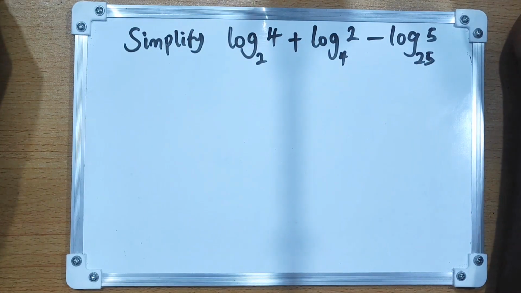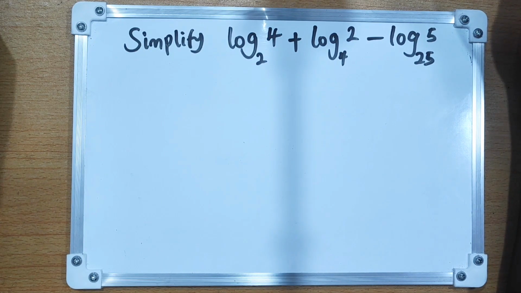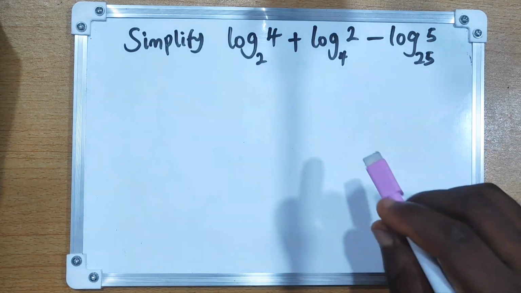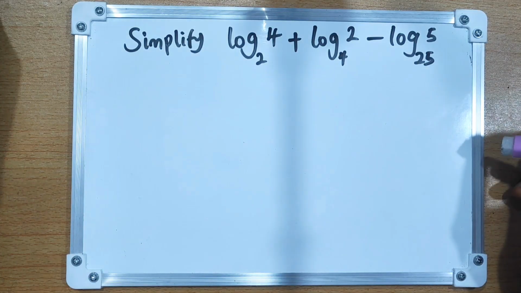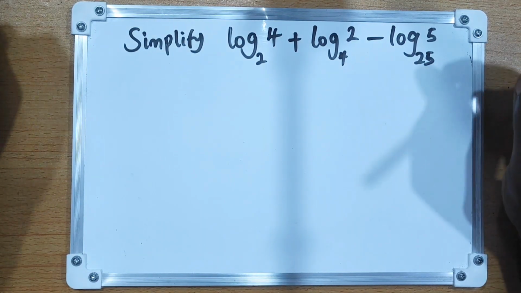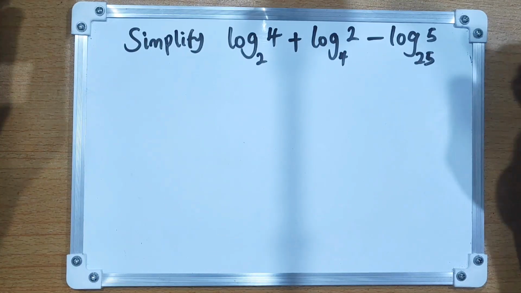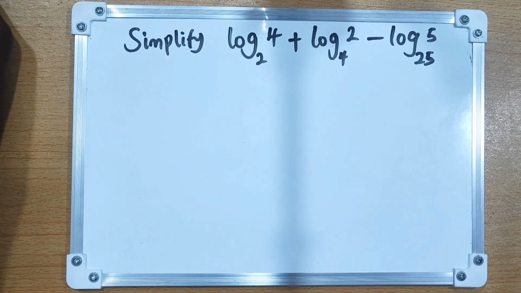So how do we simplify this? We are told to simplify log 4 to base 2 plus log 2 to base 4 minus log 5 to base 25. Now, you observe that the bases are not the same. If the bases were the same, you would have just applied product law and quotient law, which is multiplication law and division law. But in this case where the bases are not the same, what do you do?